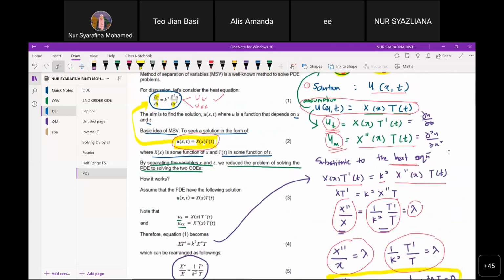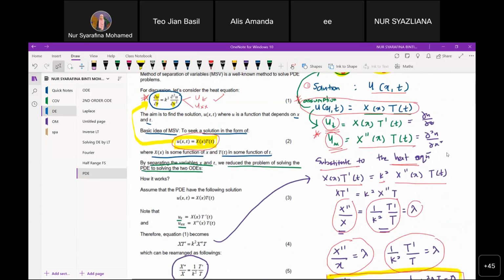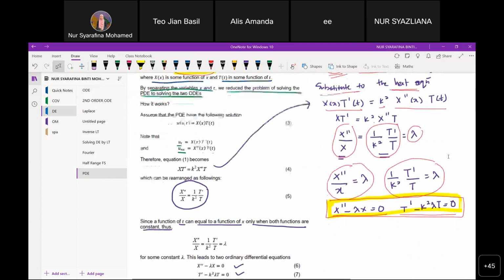So starting with this problem, here is your problem, and you expect that these are the solution, and you differentiate according to the problem, and then substitute and rearrange so that you have these two equations. Why should we have these two equations? Because we want to solve this PDE, and in order to solve this PDE, it is easy for you to reduce this PDE to ODE.